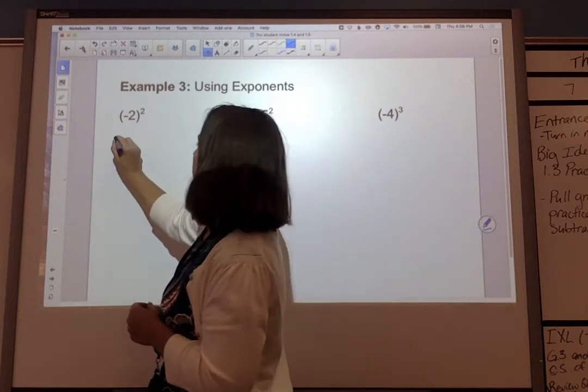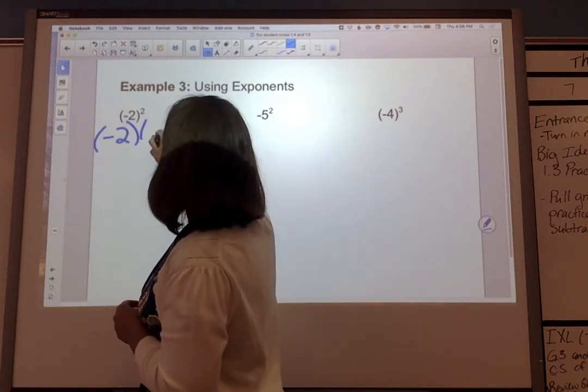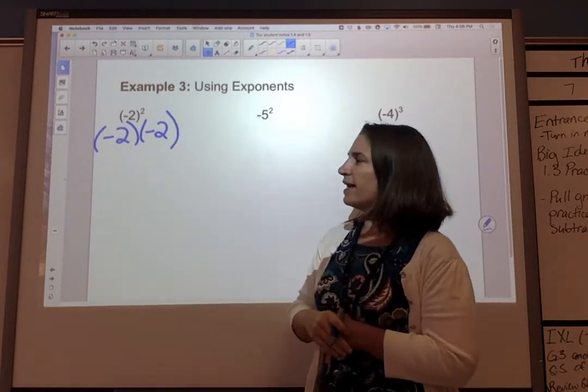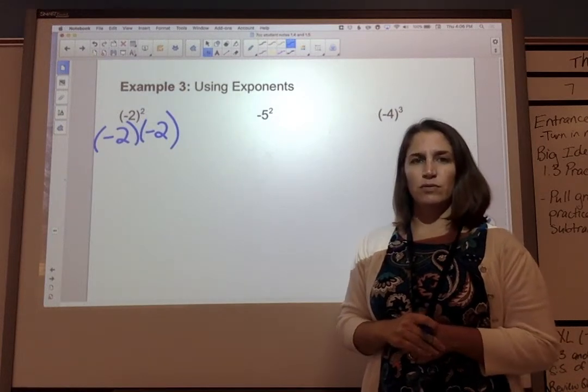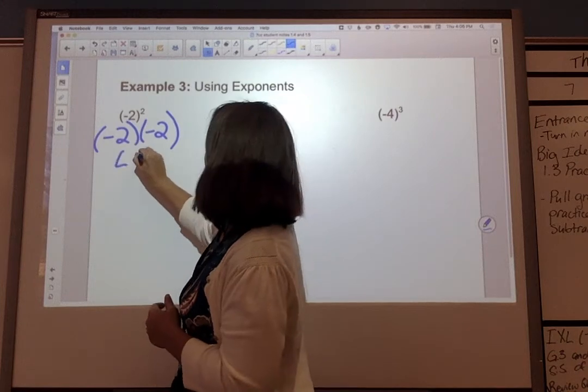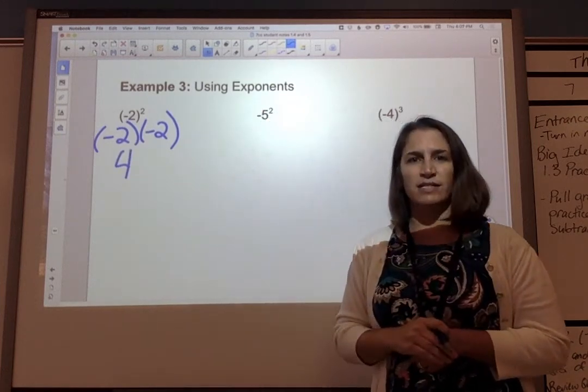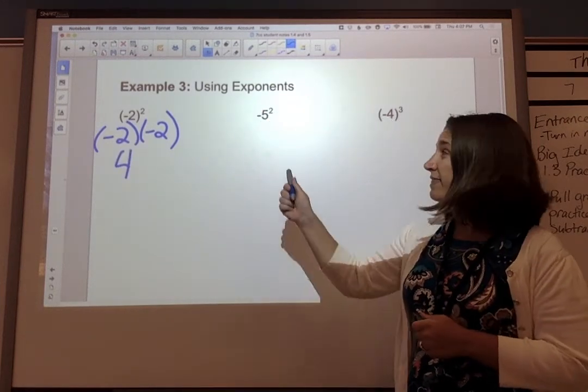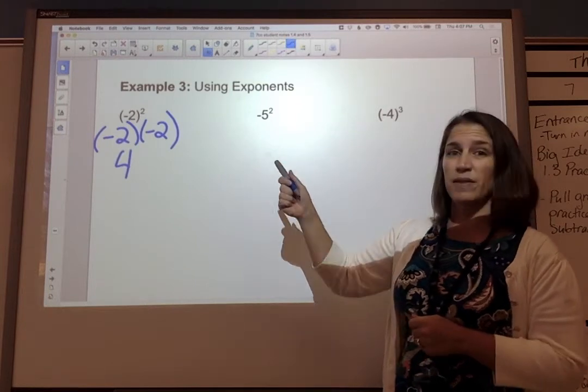So what we're multiplying is -2 times -2. We know that a negative times a negative is a positive, so that product is 4. That's different than this next example.